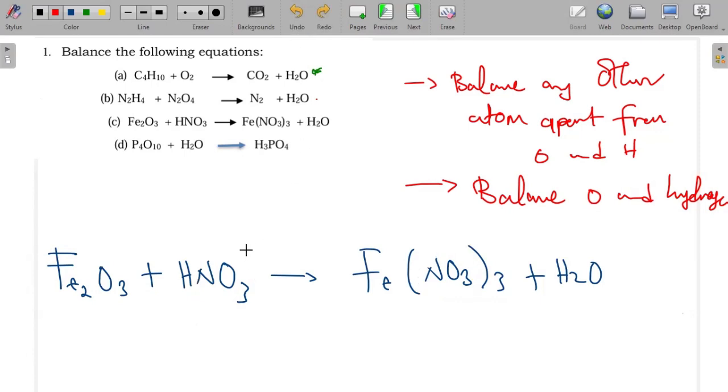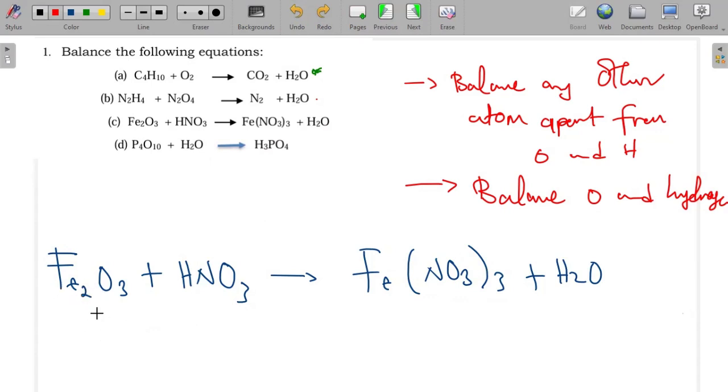Okay, so the first thing we said was to balance the what? Any other atom apart from the oxygen and the hydrogen. Okay, so remember we're taking this thing here as one thing. Okay, so let's balance the iron first.